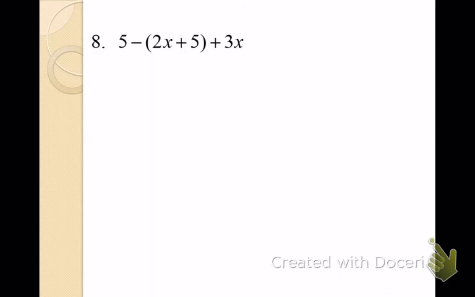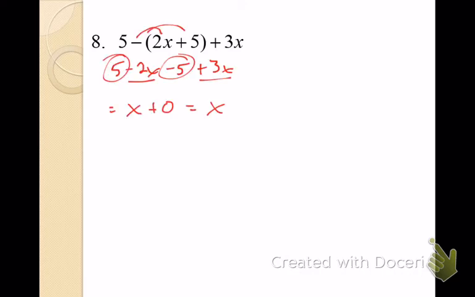Okay? Try this one, see what you come up with. Stop the video, start it back up, and see if you're right. And so you should have just gotten x. Distribute the negative, combine your like terms, and you end up with just x. Okay?